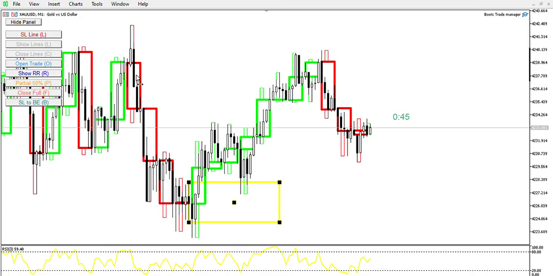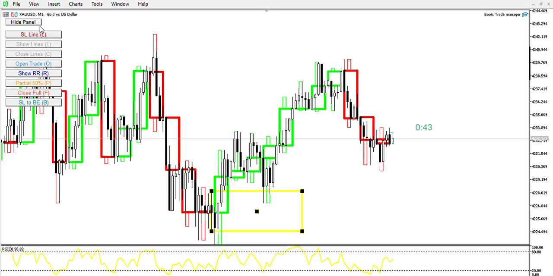If you can see on the left side of this corner, there are a few buttons. First is SL line, show lines, close lines, open trade, show RR, partial trades, close full, SL to BE. These are the buttons which a normal trader requires whenever he is executing a trade, whether he is a day trader, swing trader, whatever he is.